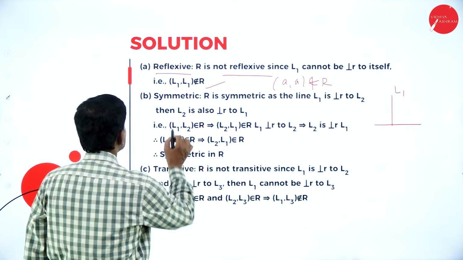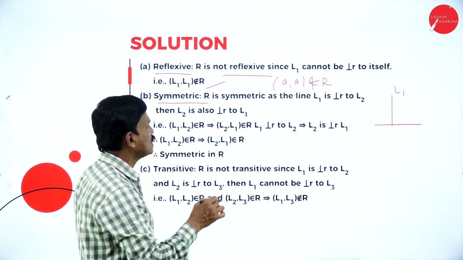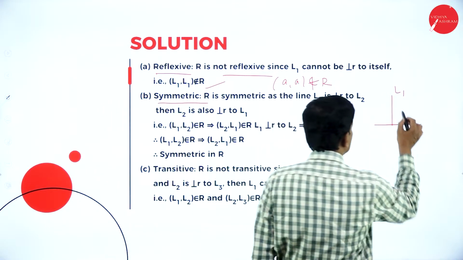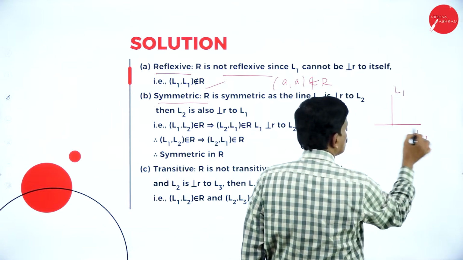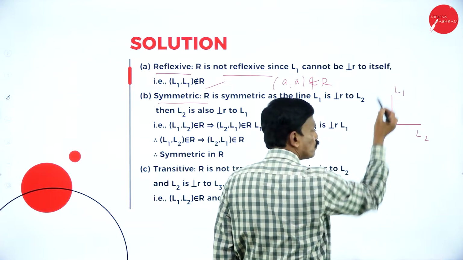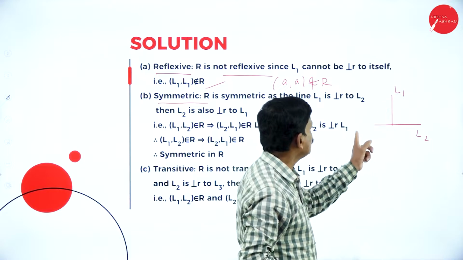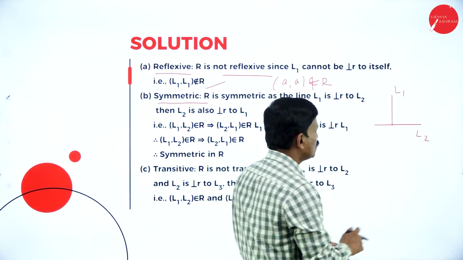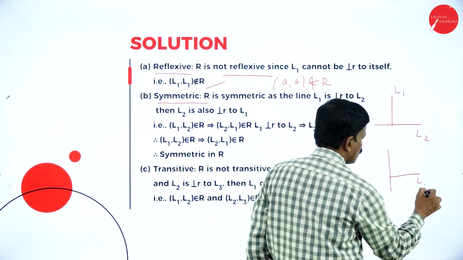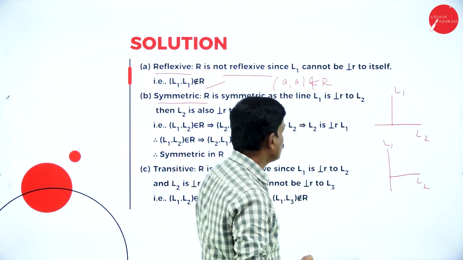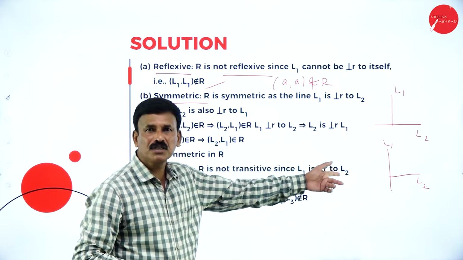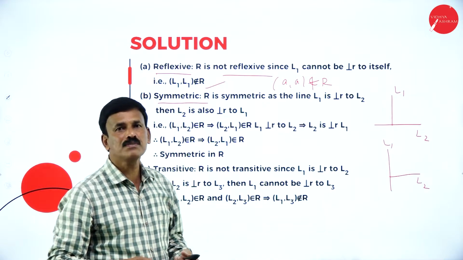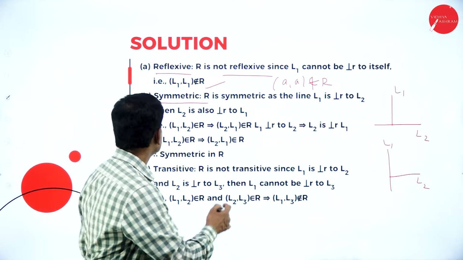Now, the second property, symmetric. R is symmetric, as if the line L1 is perpendicular to L2, then L2 is also perpendicular to L1. See here, this is L1, here this is L2. If L1 is perpendicular to L2, definitely L2 is also perpendicular to L1. See here, the line L1 is perpendicular to L2. Then if you consider this line, L2 is perpendicular to L1. So that means if L1 is perpendicular to L2, L2 is also perpendicular to L1. What is this property? If (A, B) belongs to R implies (B, A) belongs to R, then it is symmetric.